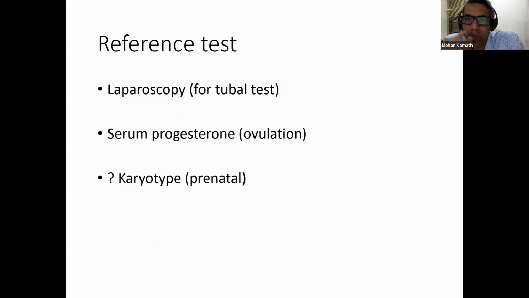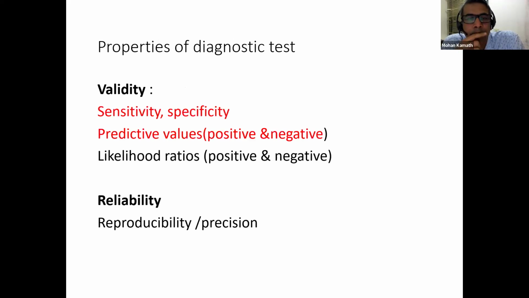So now I'll give you an example of this. If you're looking at tubal evaluation, laparoscopy generally would, by consensus or otherwise, be the gold standard or the reference standard. Similarly, if you go by the book, many times serum progesterone, mid-luteal progesterone, is taken as the gold standard or a reference standard for documenting ovulation. Prenatal, of course, now there are a huge number of genetic platforms, but karyotype at some point was the gold standard, but of course things have moved on. So I put a query there.